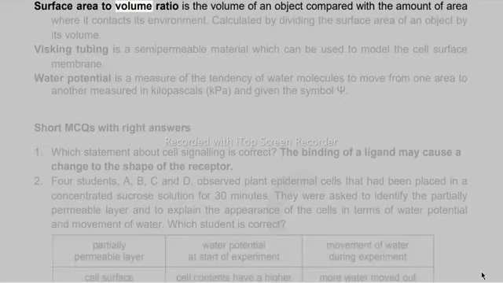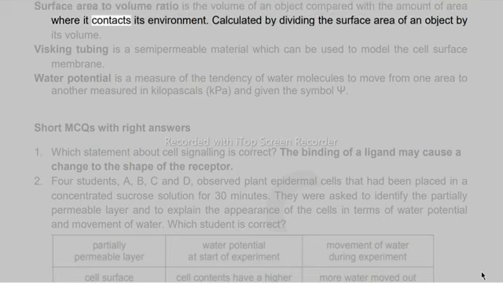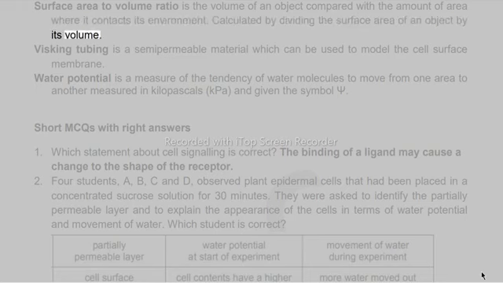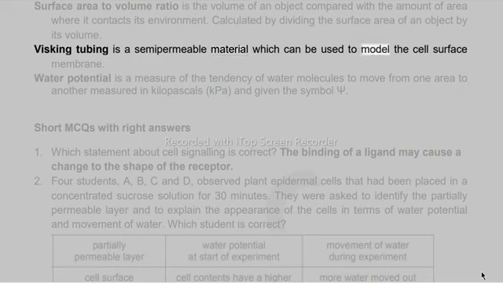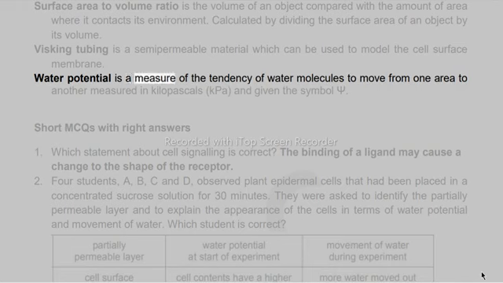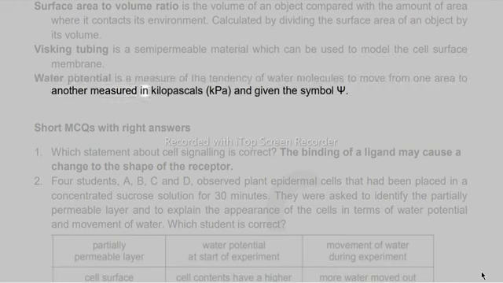Surface area to volume ratio is the volume of an object compared with the amount of area where it contacts its environment. It is calculated by dividing the surface area of an object by its volume. Visking tubing is a semi-permeable material which can be used to model the cell surface membrane. Water potential is a measure of the tendency of water molecules to move from one area to another, measured in kilopascals, kPa, and given the symbol psi.